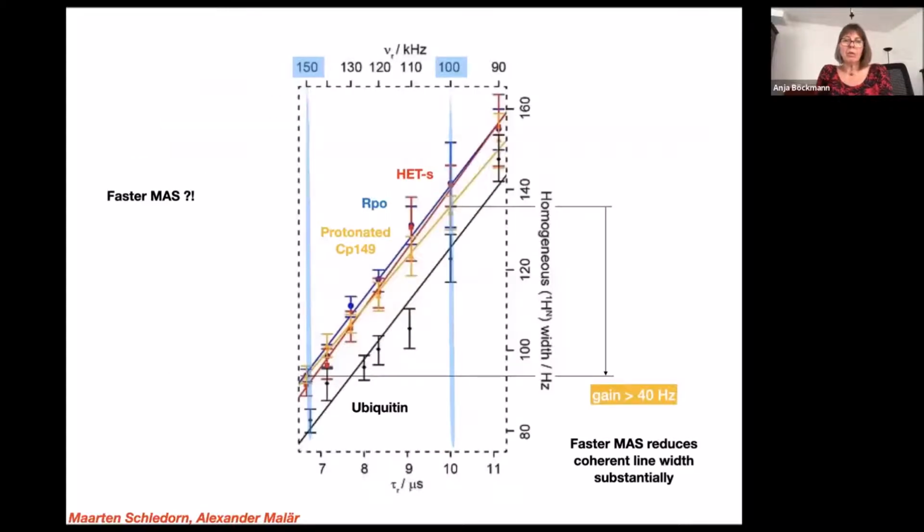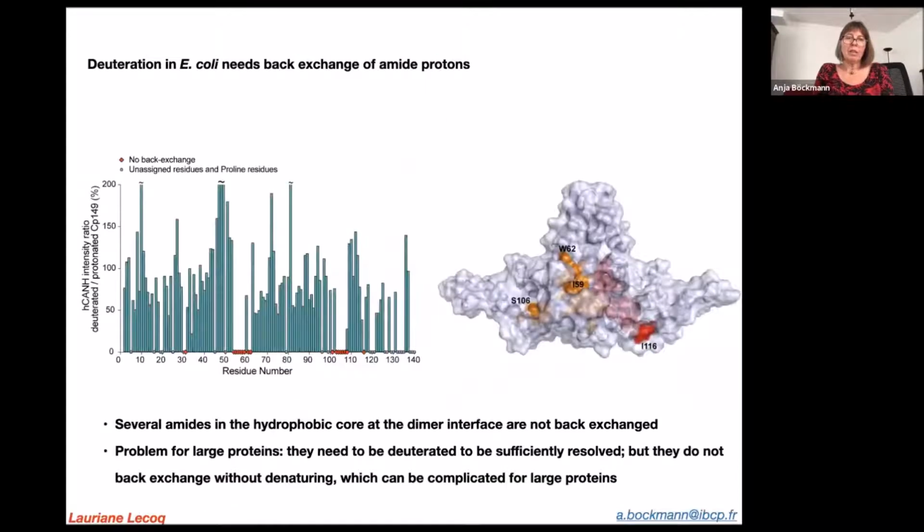You can see that we also measured that on different proteins. So this is HET-s, RPO, and in yellow you see protonated, so they're all protonated, and CP149. You can see here that when you go from 100 kilohertz to 150 kilohertz you gain about 40 Hertz in the line width of the bulk signal. So faster MAS is useful. The faster we can get, I think, the better. There's still signal in there, and if the line widths go down more, then we also gain more in signal to noise. I'll say another thing about deuteration.